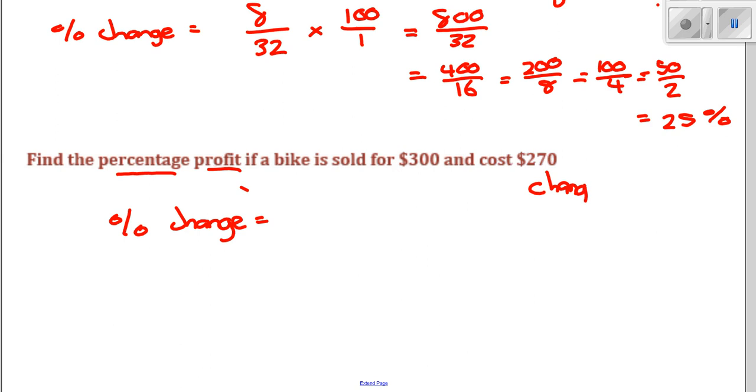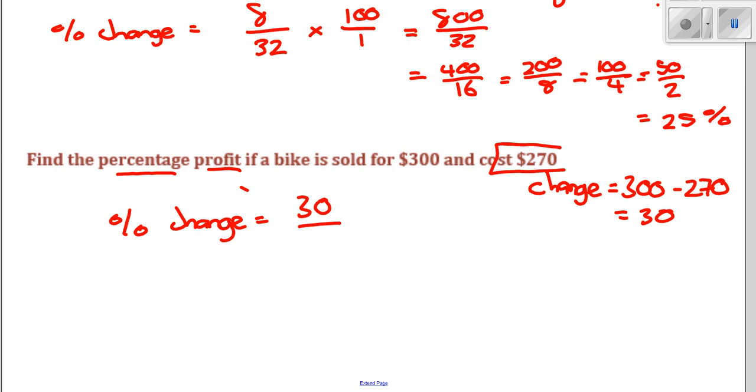So let's work out our little change in value. Change should always just be positive. 300, so the big one minus the small one. So the change was 30. So the change in value over the original. So which one was the original? It was sold for 300 and cost them 270. So the original was what it cost them to begin with, and then they later sold it. So the original in this case is 270. So times 100, or 100 over 1.